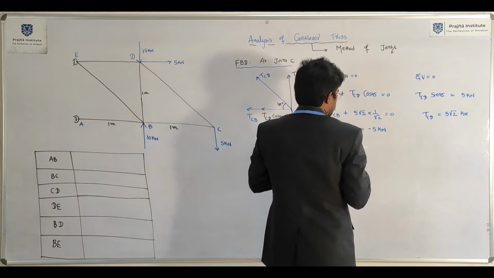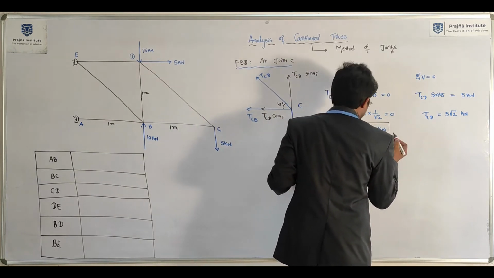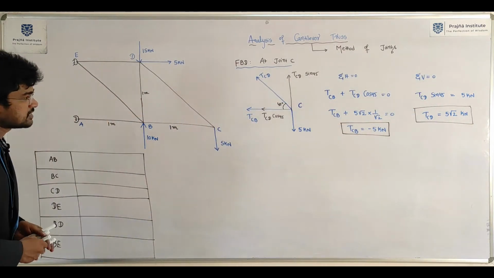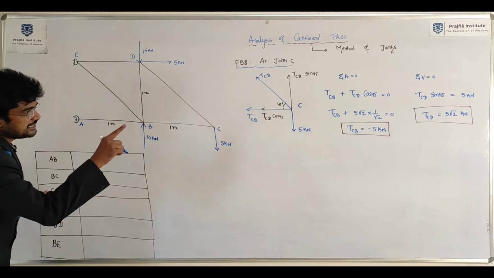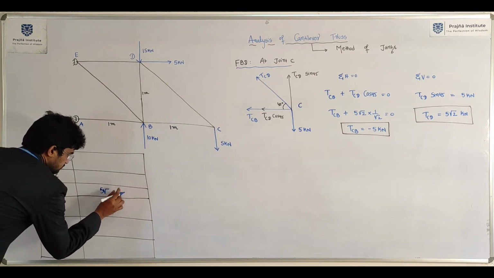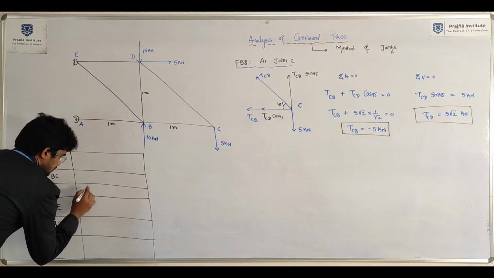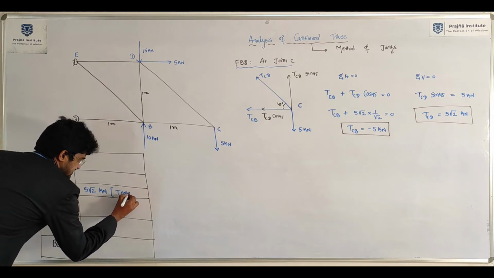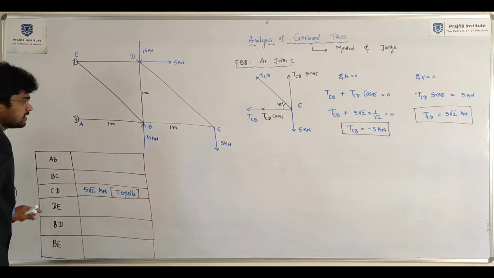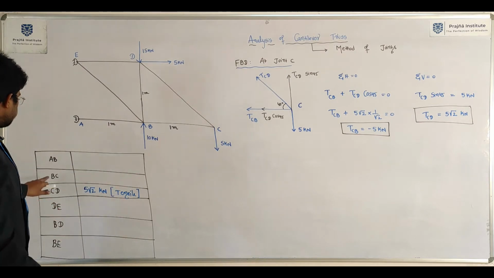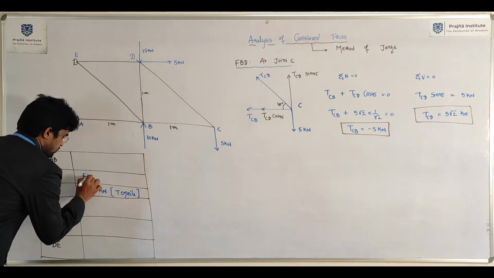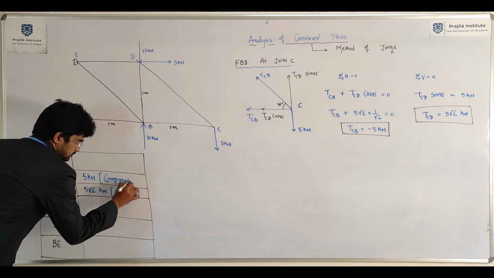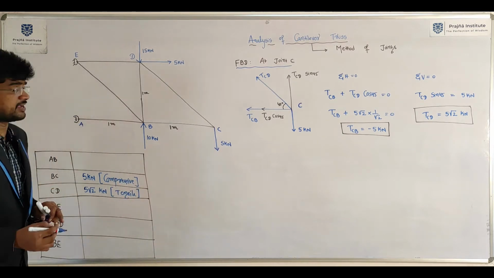Now, you determined forces in the members CB and CD. Just complete the table. What is the force in the member CD? CD is 5 root 2 kilonewton. Of course, it is tensile in nature. And BC is 5 kilonewton, compressive in nature. Of course, it is minus 5 kilonewton.